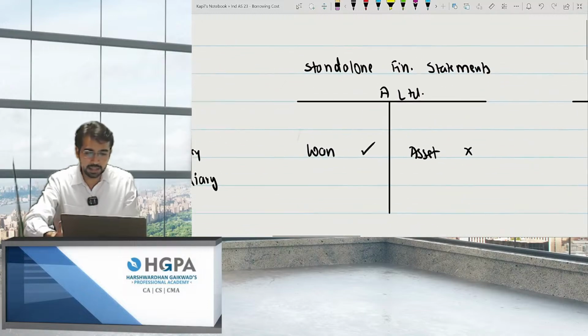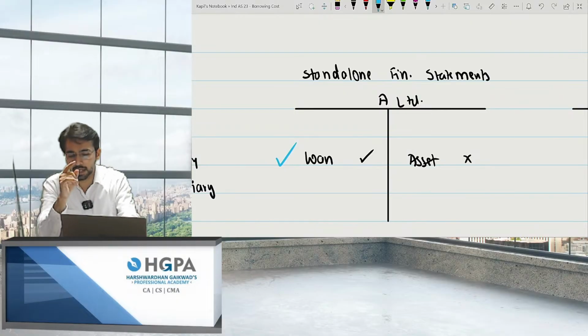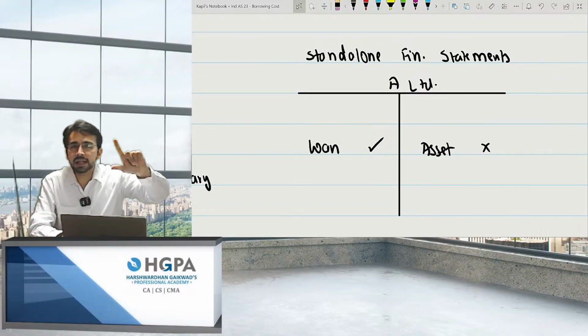So over here, you can say the loan was taken, but there was no asset constructed. Was there an asset constructed? The answer is no. So comes the question, was there a loan? The answer is yes. Is there any asset to be constructed?